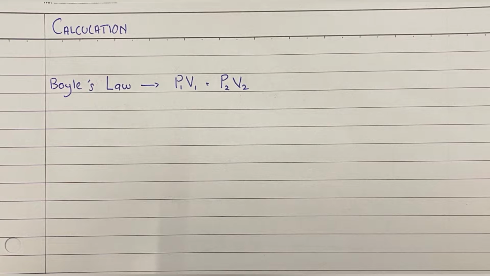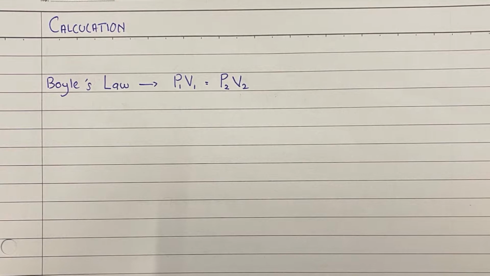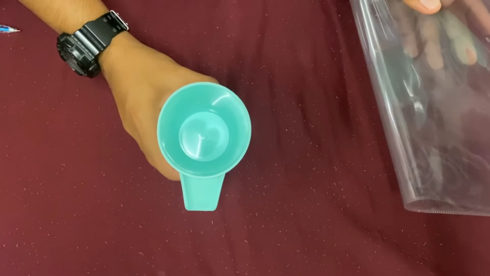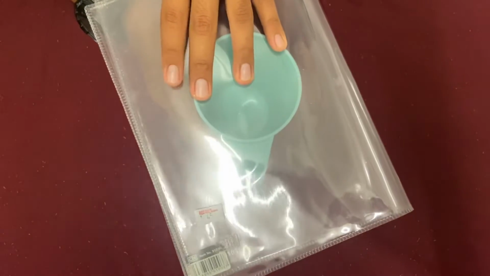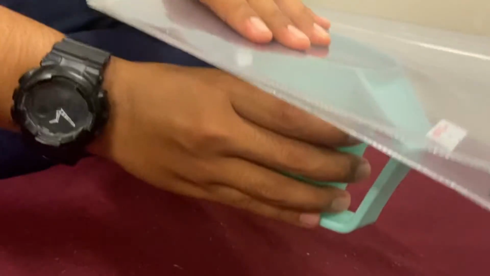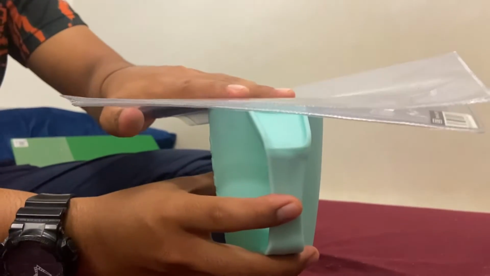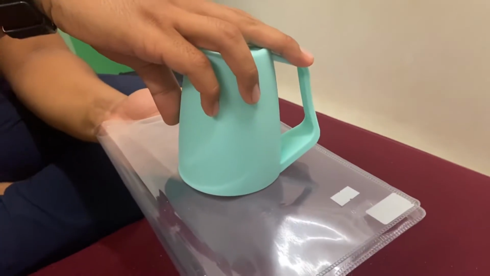So this is my explanation for the calculation part. In the calculation, we use the Boyle's law formula that states that P1 V1 equals P2 V2, where P1 V1 is the pressure initial and volume initial of the air inside the cup before the cup is turned upside down, and P2 V2 is the pressure final and volume final, after the cup is upside down.